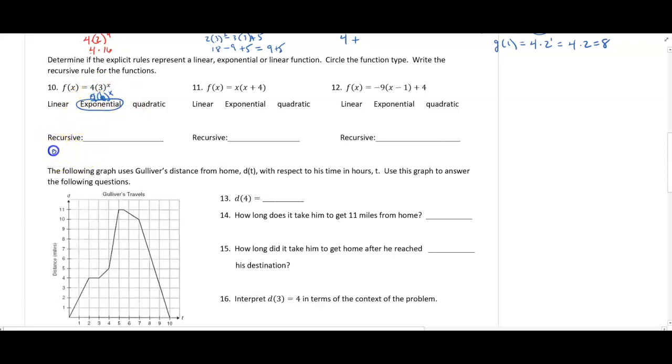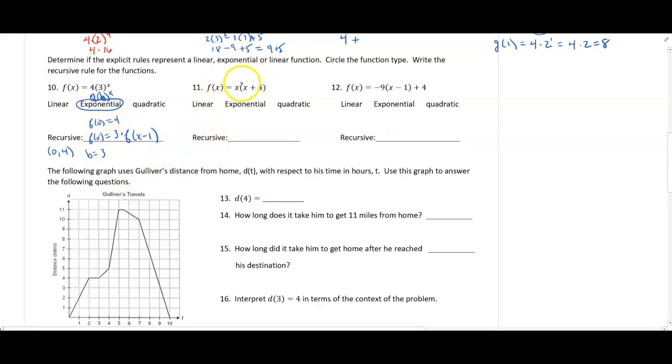Now your initial value would be 0, 4, because that's a. Your common ratio is going to be 3. Therefore, we're going to say f of 0 is 4. Then f of x equals, since the common ratio is 3, we're going to do 3 times the previous term, which is f of x minus 1, and that would be a recursive rule.